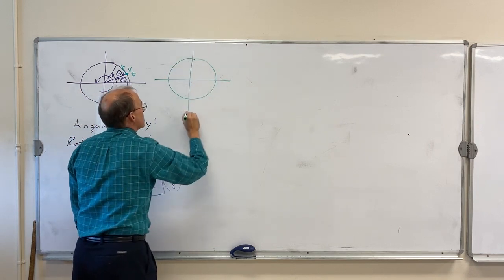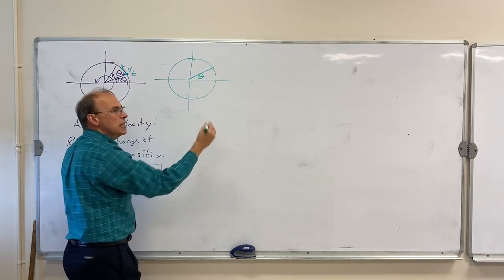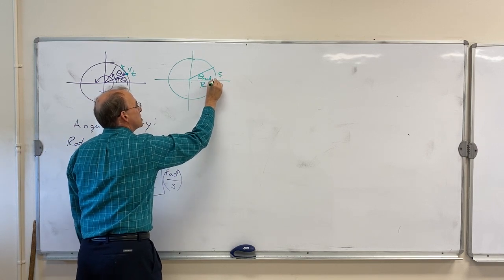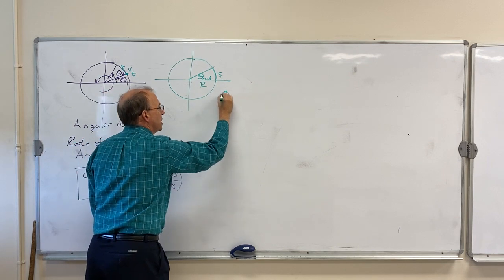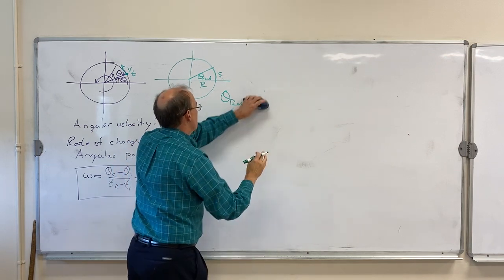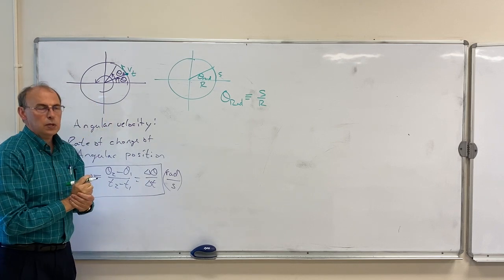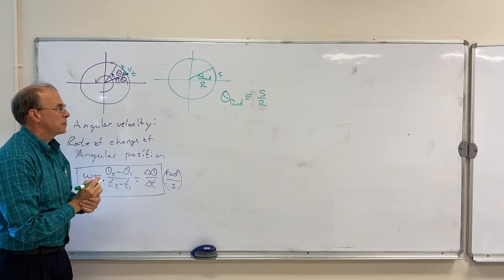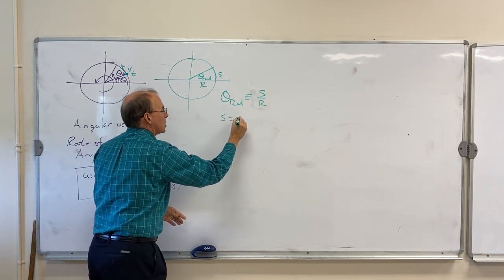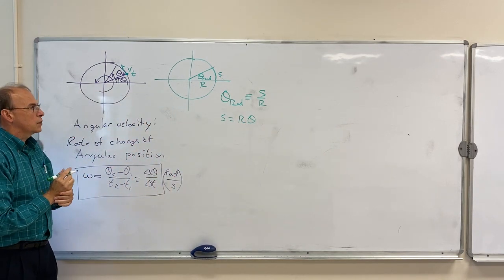So here is our disk again. Here's an angle theta. If this is radius r, and this is arc length s, then by definition, theta in radians is s over r. It's arc length over radius. So if we want to know, for example, the arc length, you can multiply through. Arc length s is r theta, provided that theta is in radians.